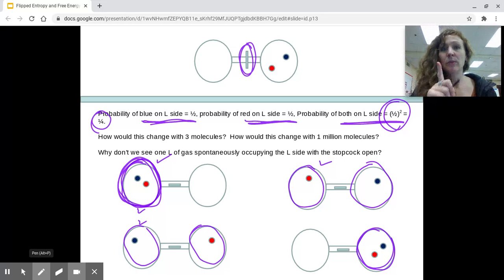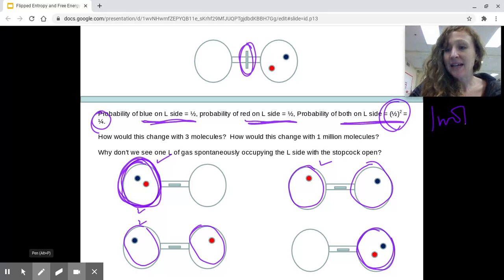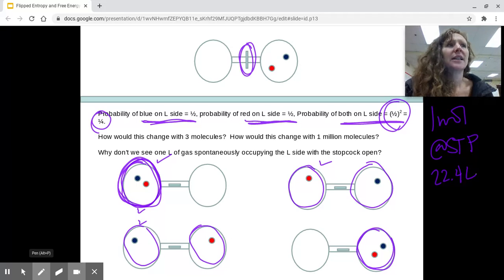So 1 mole of gas at STP would take up 22.4 liters. So that's a lot, right? Let's say 1 balloon holds a liter. It'd be like 22 balloons. That's a pretty decent amount of balloons.